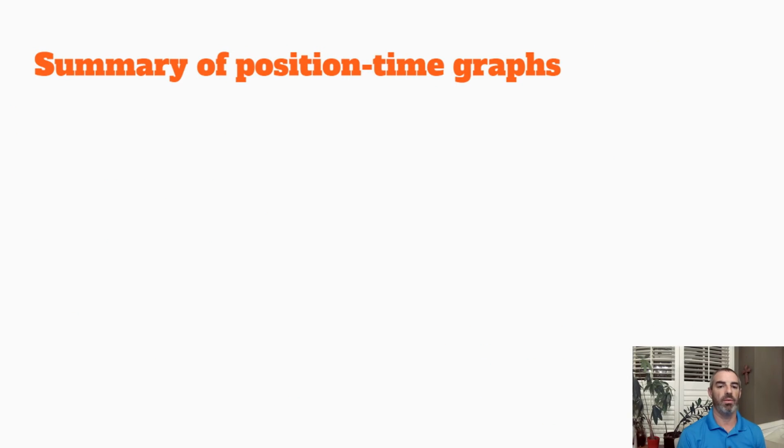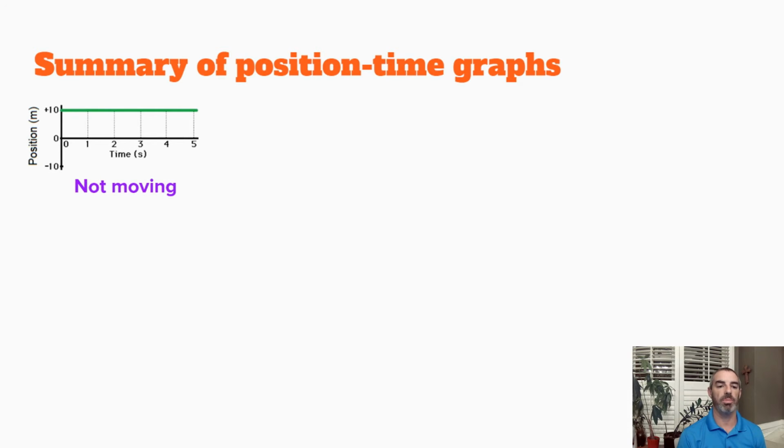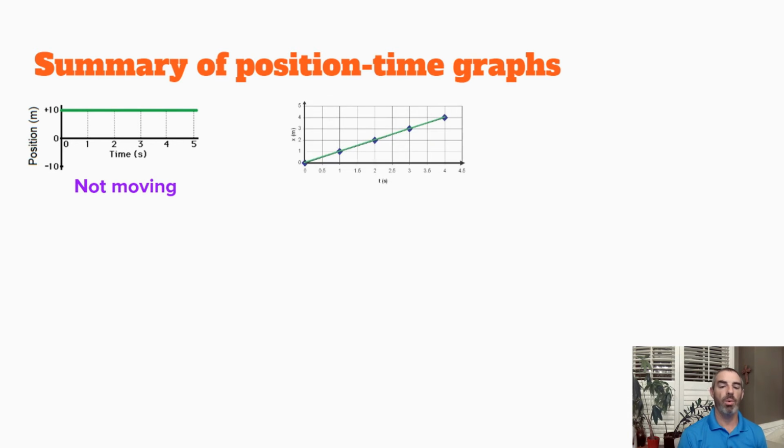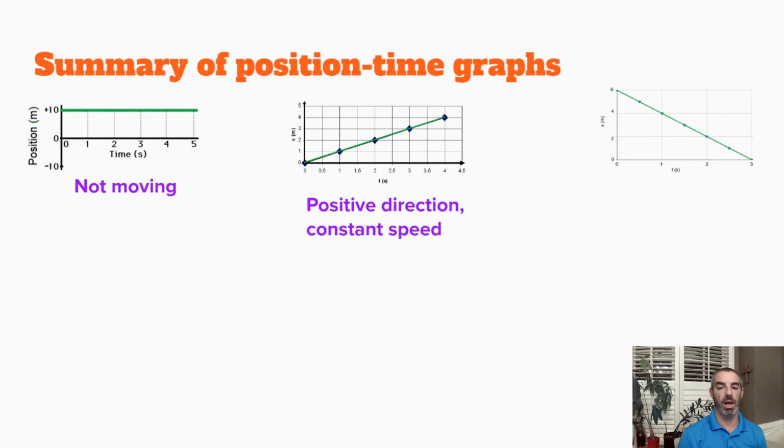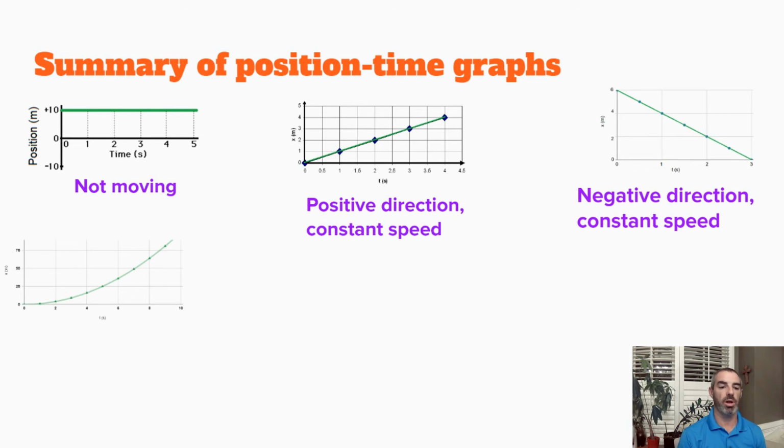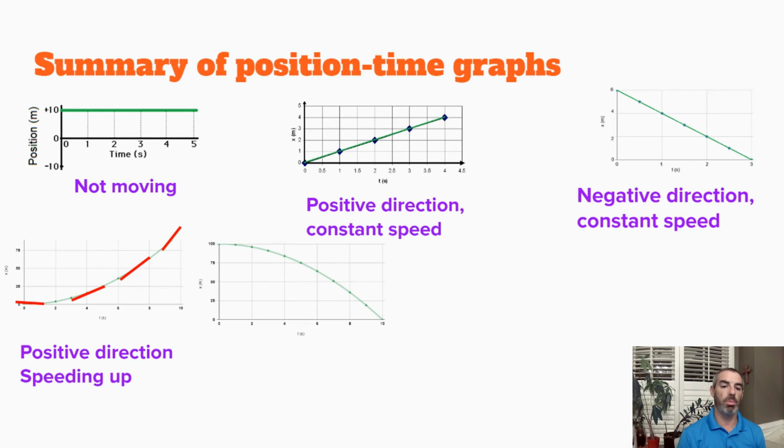So let's do a summary of the position time graphs. We can see that a horizontal line means the position doesn't change, it's not moving. A positively sloped line means that it's constant speed in the positive direction. A negatively sloped line shows that it is moving in the negative direction at a constant speed. If we look at this curve, we can draw the tangent lines to show that the tangent line slopes are increasing over time, and that means it's speeding up, moving in the positive direction, because the slopes are sloped positively.